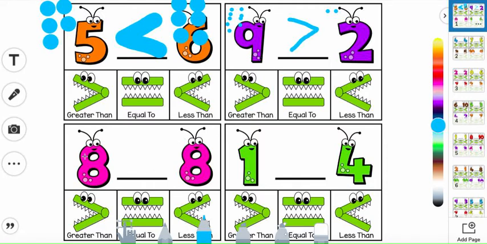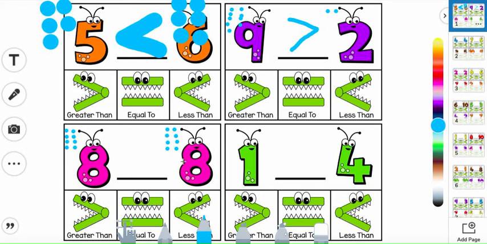Awesome. Now let's take a look at 8 versus 8. When we do our dots, we say 1, 2, 3, 4, 5, 6, 7, 8. There's 8. And we say 1, 2, 3, 4, 5, 6, 7, 8. Now when we look at these, is 8 greater than 8? Is 8 the same as 8? Or is 8 less than 8?